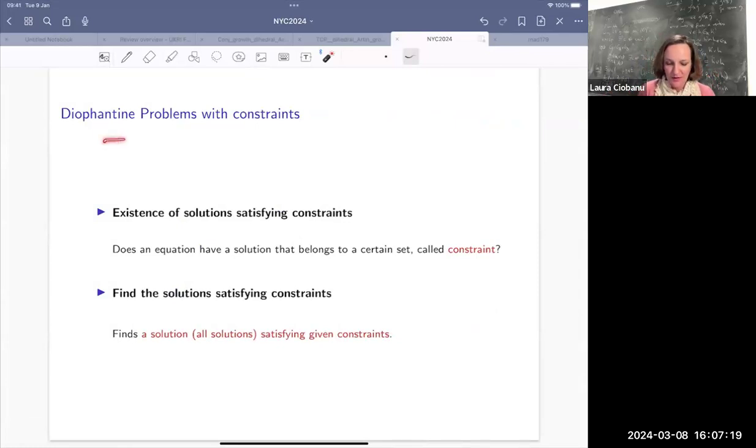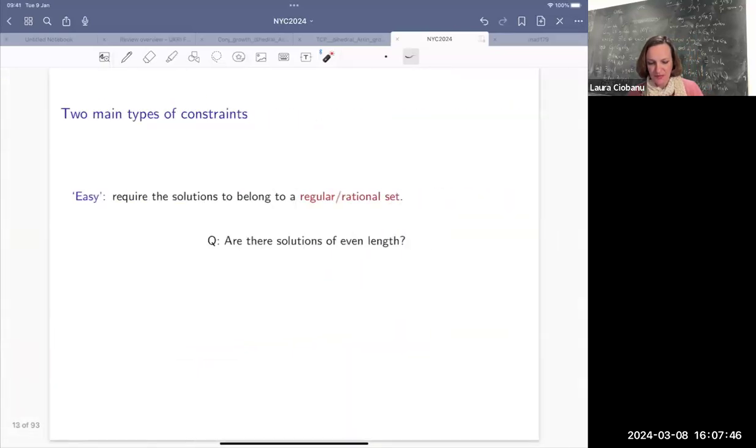So what do I mean by Diophantine problems with constraints? I want to know, does some equation have a solution that belongs to a certain set? And that certain set is going to be my constraint. So a constraint is simply a set of a particular kind, quite explicitly given, as we'll see. And of course, we might want to also produce the solutions satisfying some constraint. Okay, so this is just basic, what I mean by constraint.